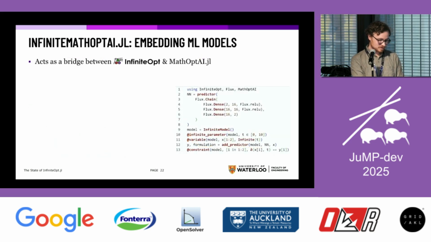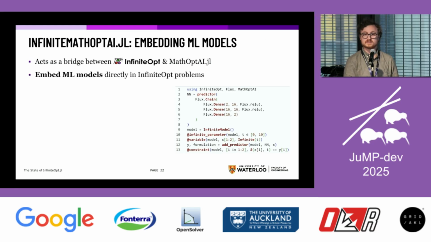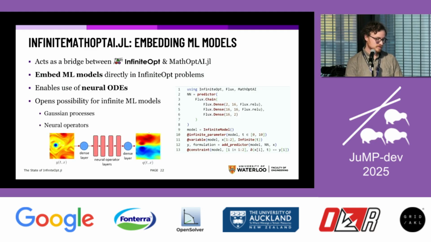The other thing we've done, thanks to Oscar, is we recently made an extension to MathOpt.ai, which has enabled us to directly embed machine learning models into InfiniteOpt problems. The natural application that first came up for us is being able to model neural ODEs in InfiniteOpt, which is really nice for some of our surrogate modeling techniques. And it's kind of opened up the door for us to start looking into other types of machine learning models, such as Gaussian processes, and things like neural operators that map between function spaces rather than state spaces.